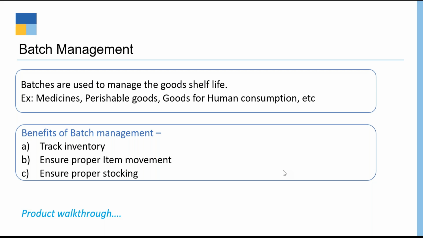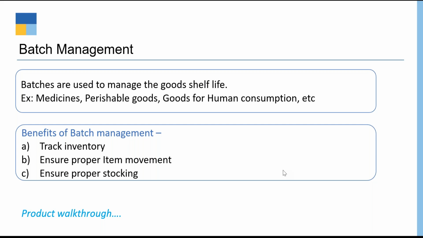And also it will help you to ensure proper stocking. Based on the expiry dates you are tracking for the stock items, you'll be able to understand whether you have a lot of stock which is going to expire very soon. So you have to write it off and make a purchase decision. Such stocking decisions also you'll be able to make when you are using the batch management feature in TallyPrime.